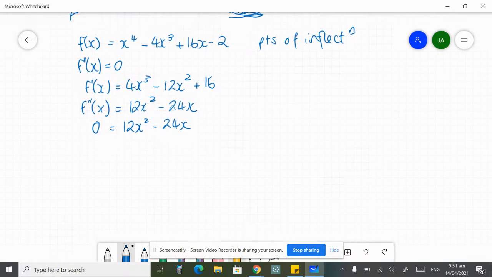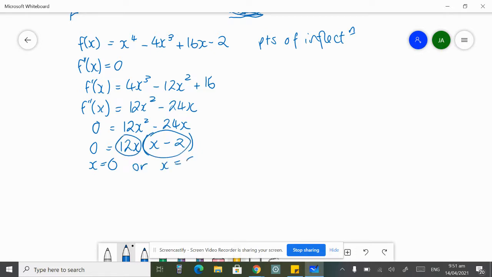Now this becomes a quadratic. You can either put it into the calculator, or we can solve this relatively easily by factorising it, pulling 12x out the front. And that becomes x minus 2. And therefore our x has to be 0 from this bit or 2 from this bit. So there are 2 points of inflection. Of course, to find your y values, you substitute back into your original equation.